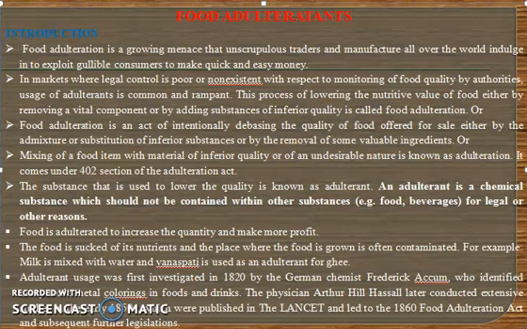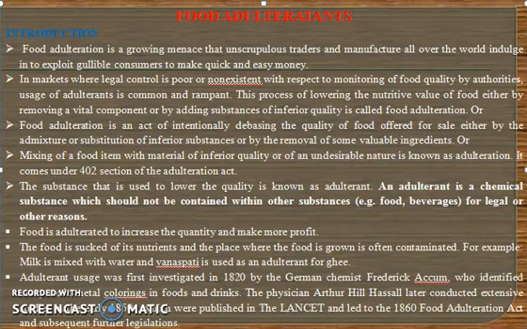This process of lowering the nutritive value of food, either by removing a vital component or by adding other substances of inferior quality, is called food adulterants or food adulteration. What is the meaning of food adulteration? In markets where legal control is poor or non-existent with respect to monitoring of the food quality by authority, usage of adulterant is common and rampant. This process of lowering the nutritive quality of the food, either by removing a vital component or by adding other substances to make the quality inferior, is called food adulteration.